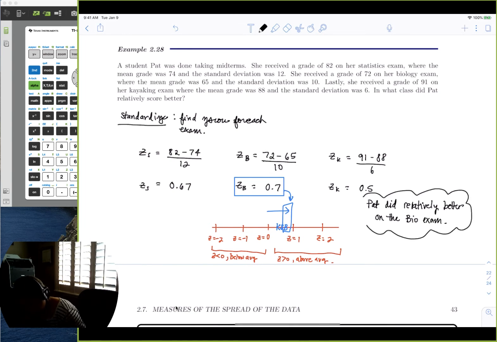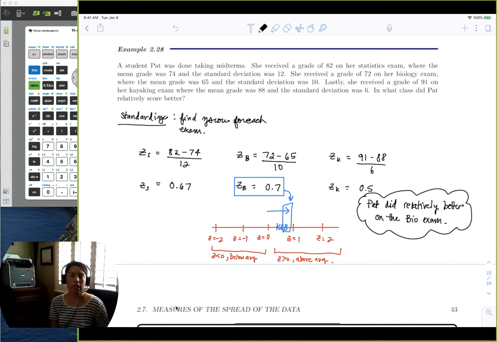That's how we talk about it in context of conversation, because it's relative to the other two exams. If I took all her exams she took her whole entire life, who knows, right, where that would lie. But in this case, it's relative to those other two exams.